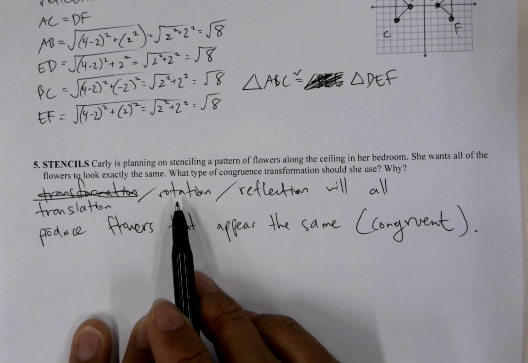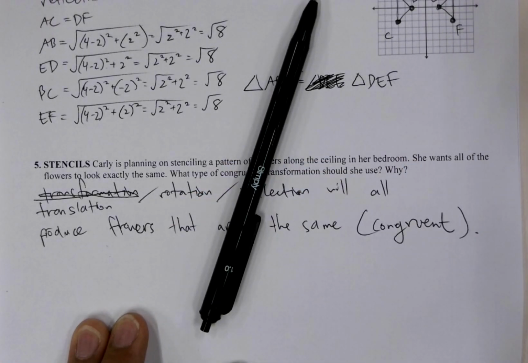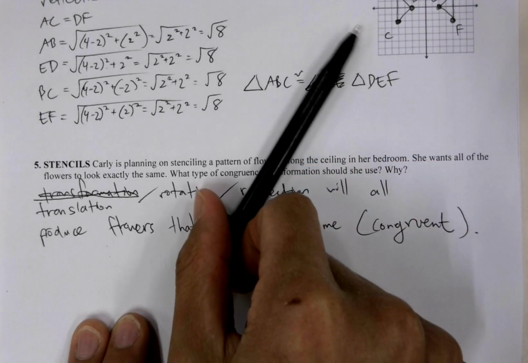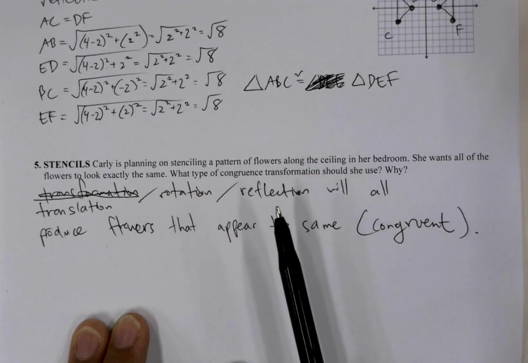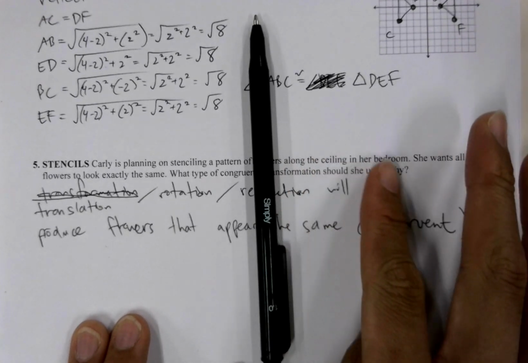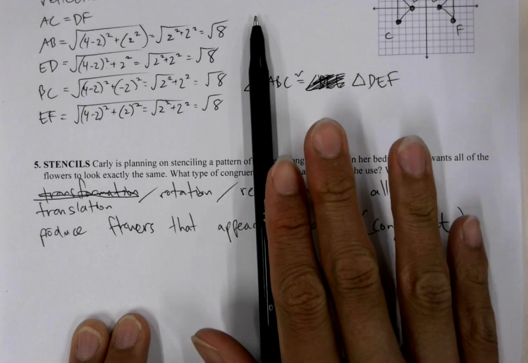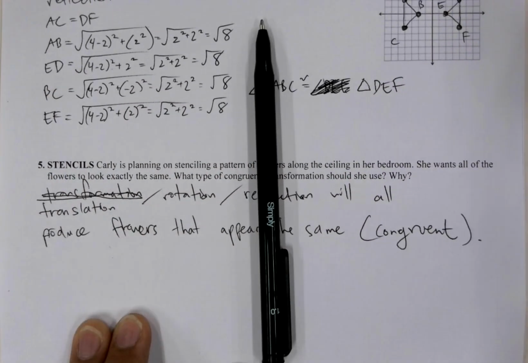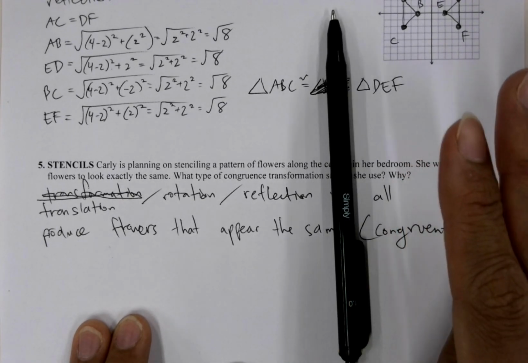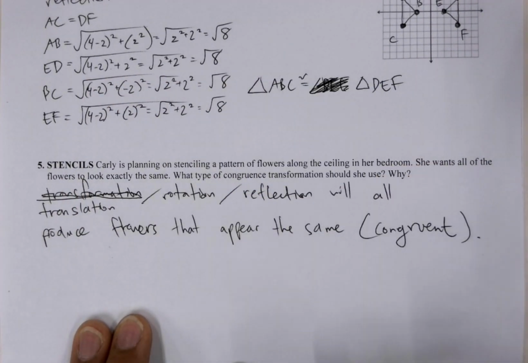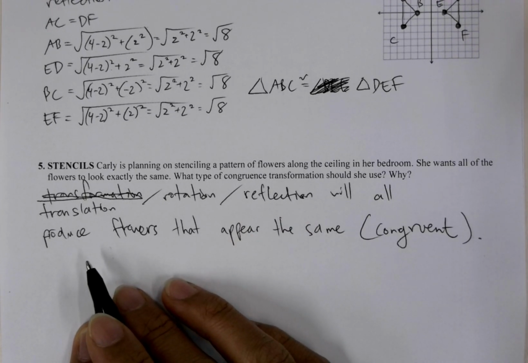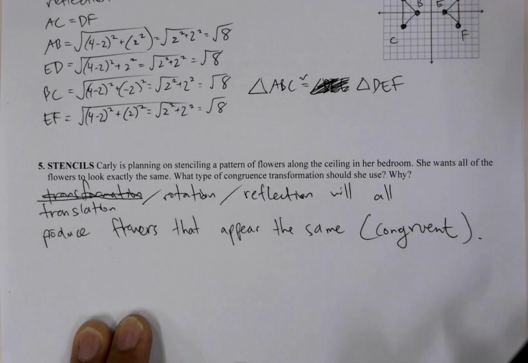If she uses a rotation, then some flowers are going to be looking like that, and other flowers are going to be looking like that. And although they will be the same, they won't have the same angle. And then she doesn't want to use a reflection either, because let's say that the right side of the flower had a leaf, and the left side of the flower did not have a leaf. Then the reflection would make the leaf change sides from the right side to the left side, right? So the transformation that she would want to use so that the flowers look exactly the same would be translation.